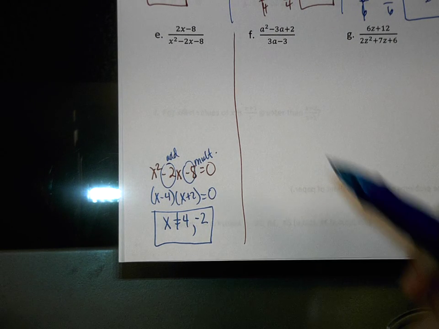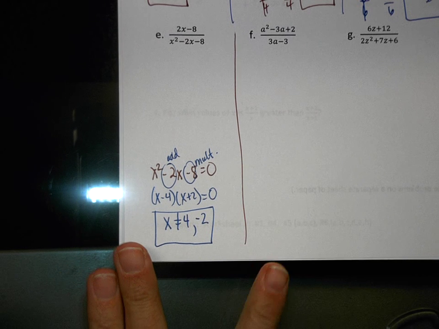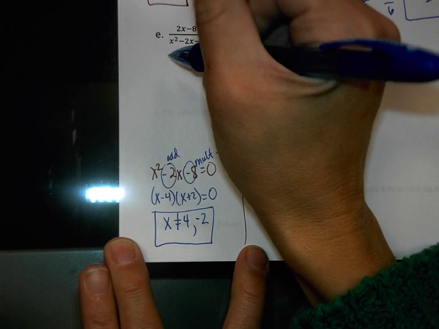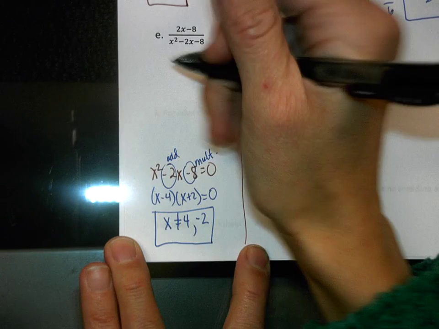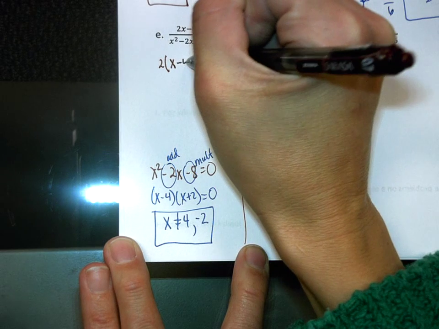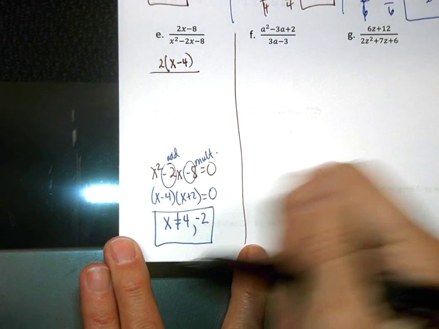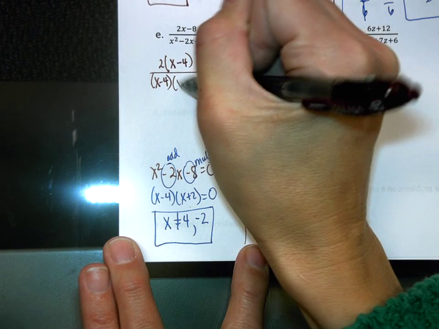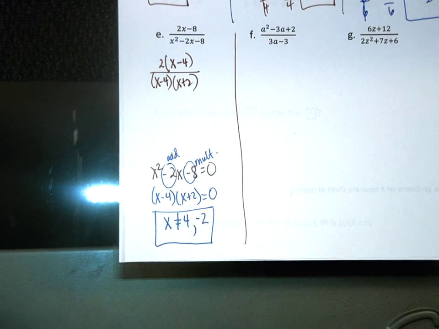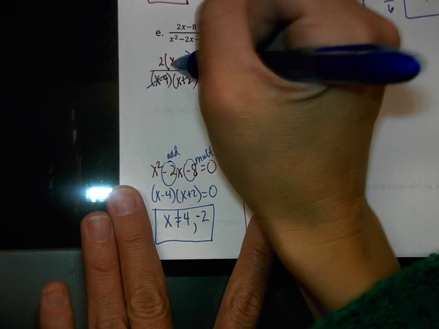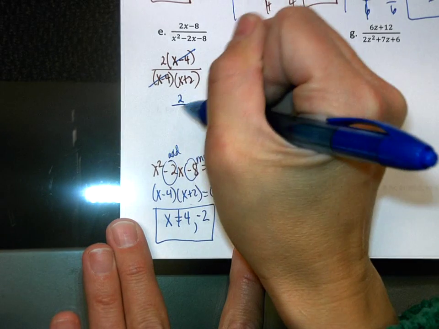Okay, so next, is there anything on the top there that I can take out? Good, it has a GCF of 2. So I can factor out a 2, and I'm left with, good. And then my denominator I've already factored, and it is x minus 4 and x plus 2. So is there anything that can reduce? Good, the x minus 4s. And so I'm left with 2 over x plus 2.